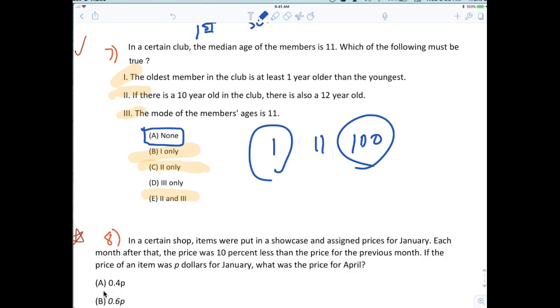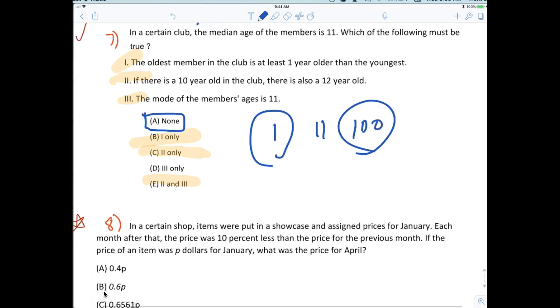So the mean is the average. And the mode is? The one that occurs the most. The median is the number in the middle. You with me on that? Very good review. All right. Let's look at 8 now.